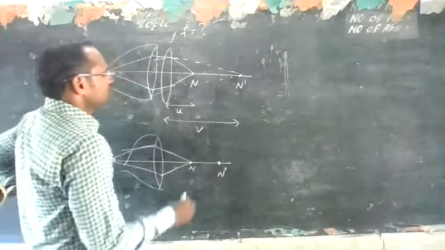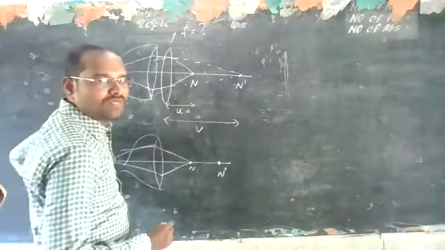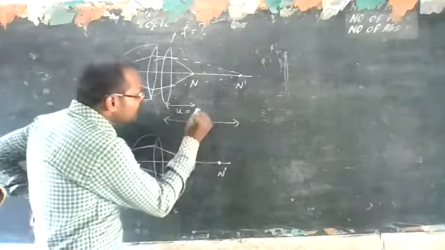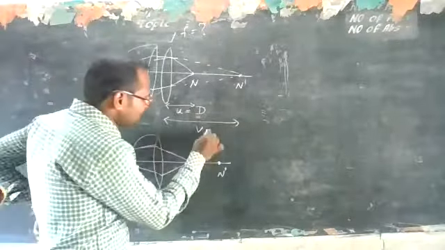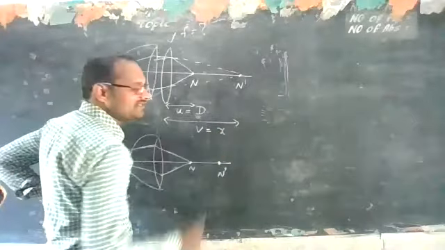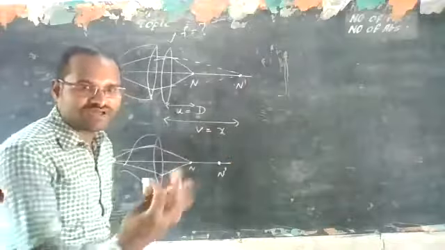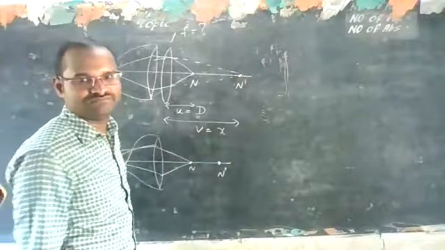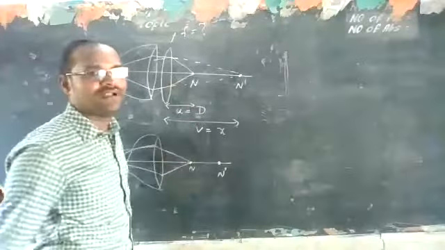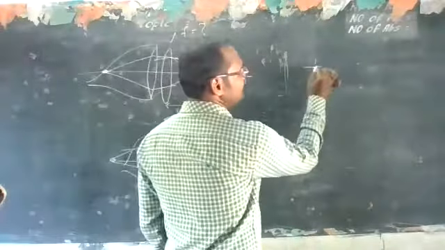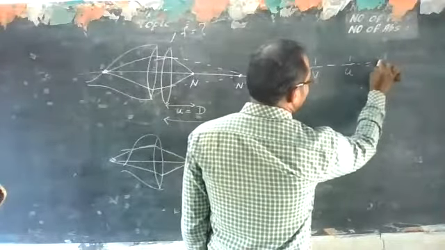See, this object distance is the least distance of distinct vision that we can see. Whereas this image distance is the near point of the defective eye, which is x. So we know the u value and the v value. Now substitute in the lens formula: 1 by v minus 1 by u is equal to 1 by f.